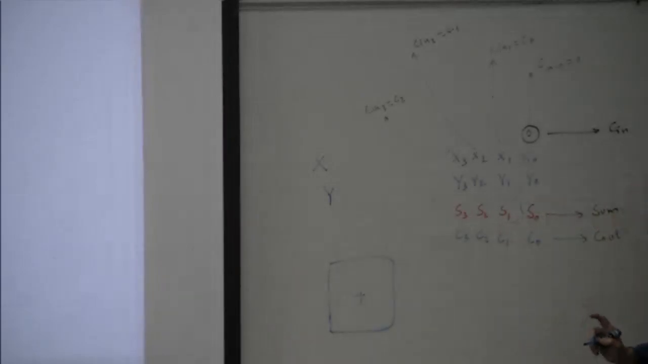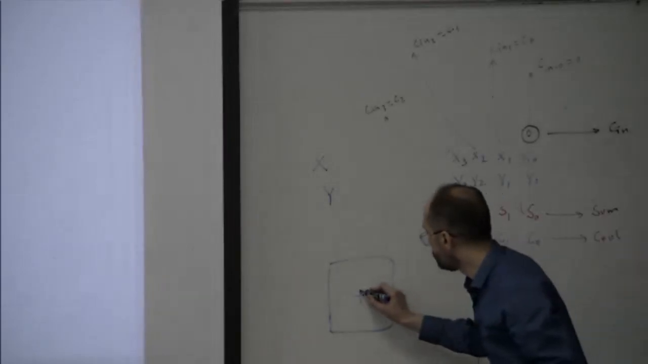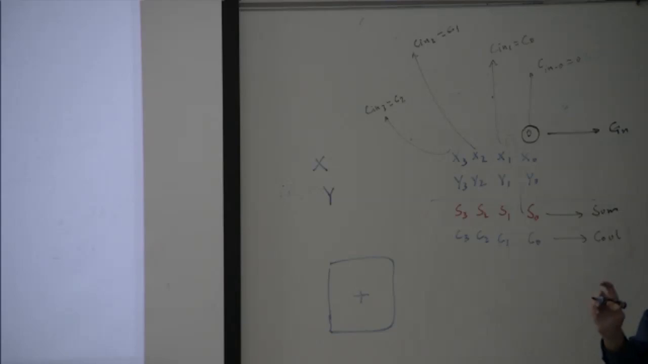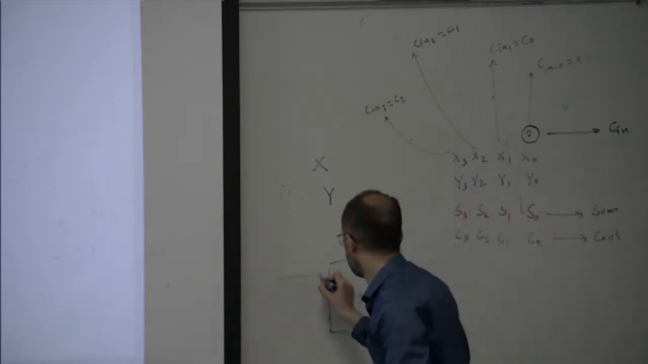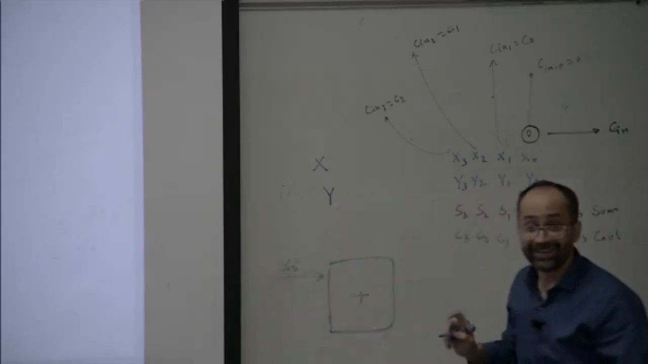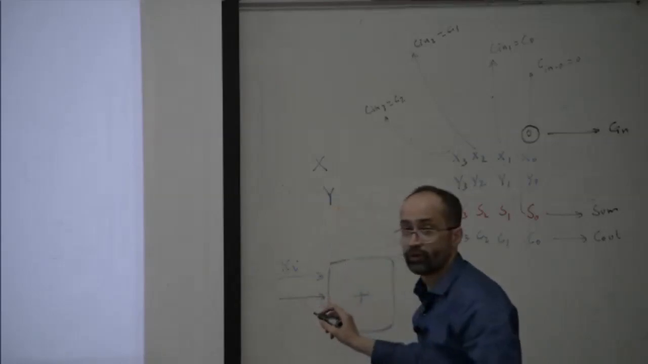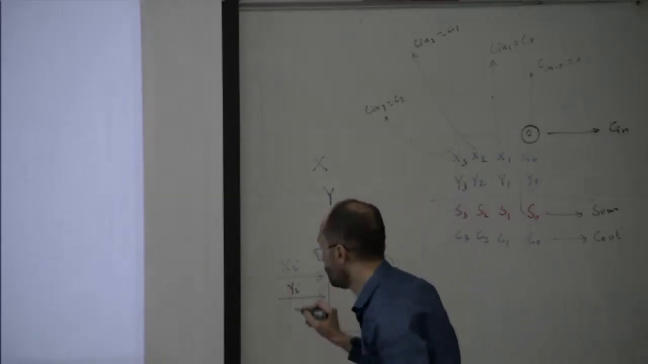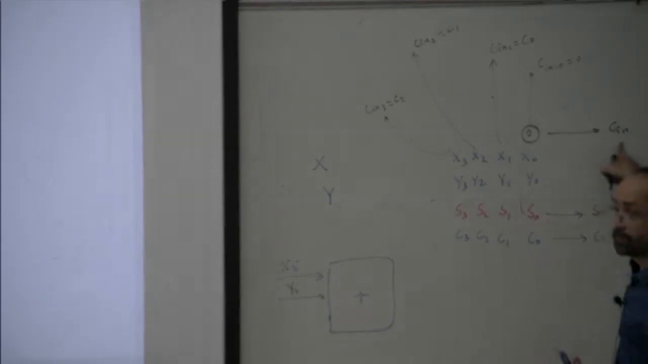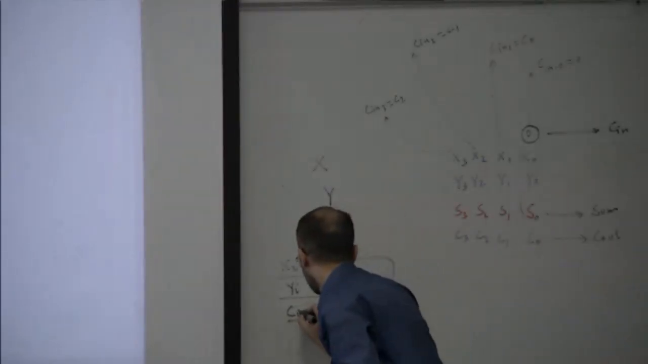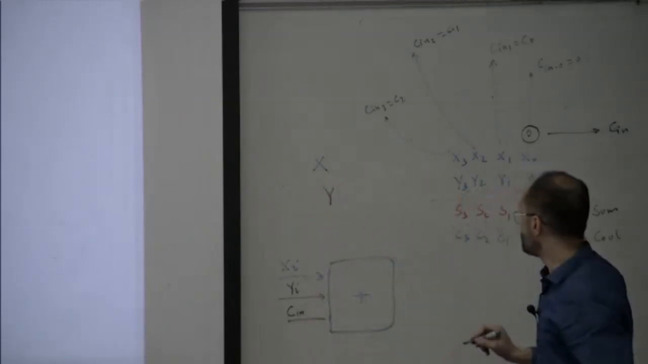What are the inputs? Please think, 1-bit addition. What are the inputs to this addition? xi. And what are the other inputs? yi. What is the other input? Cin. And what is the output?